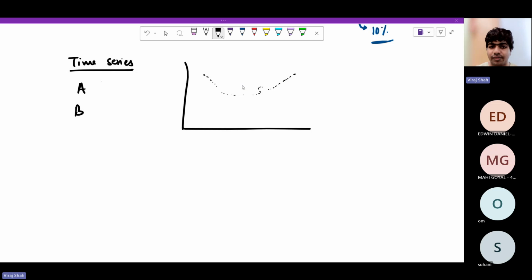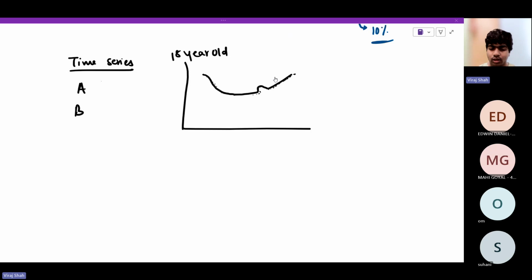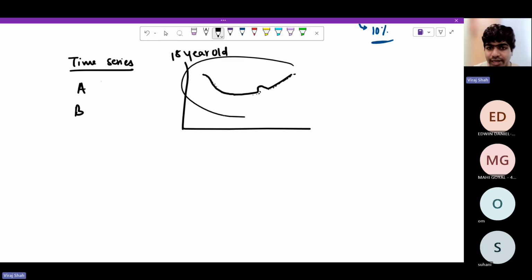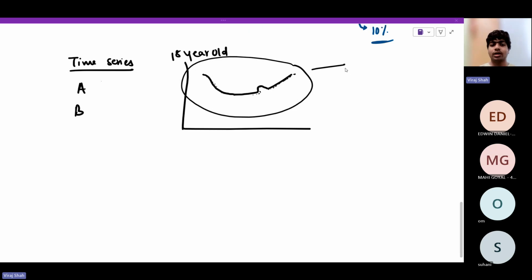For example, this is a very vague example, but just try to understand. Now, this is the mortality for, say, an 18-year-old, correct? It was higher at the start and then it decreased, then COVID came and it became higher, correct? Now, I have to use this data to predict my future. Time series is nothing but looking at my past, understanding my past to predict my future.